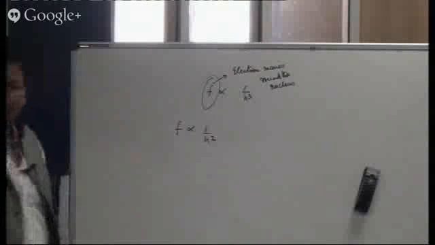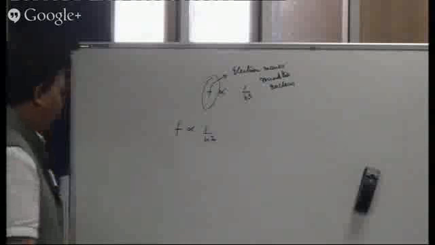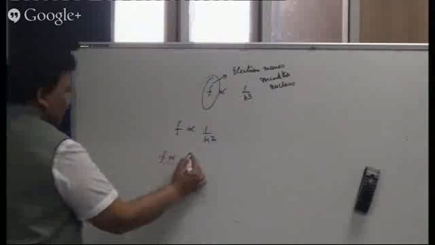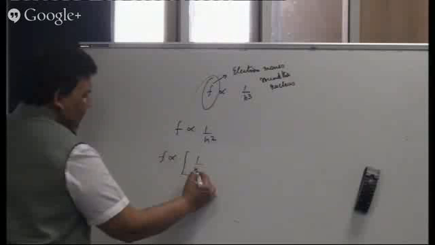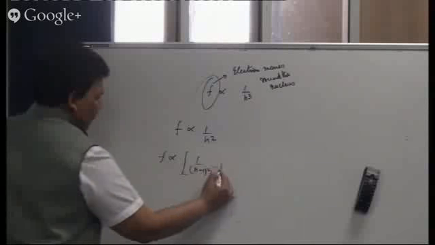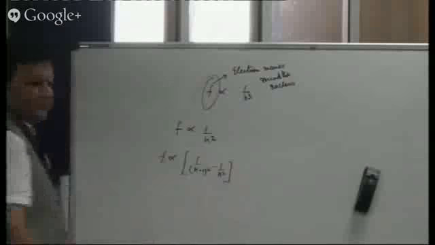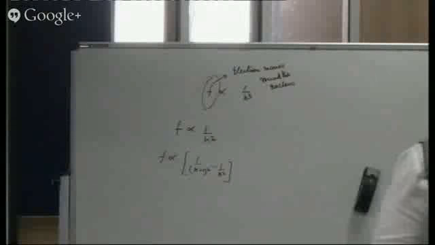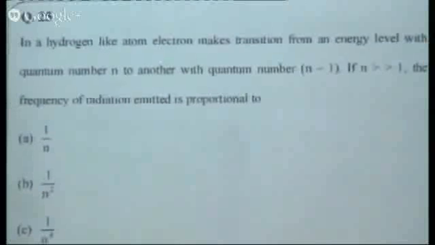Right? Karo ab, solve karo. So what would I write? F is directly proportional to 1 by (n minus 1) square minus 1 by n square. Correct? I purposefully wanted you to get confused and you got confused. Are you clear now? Yes. What is the answer now? You have to take n greater than 1.